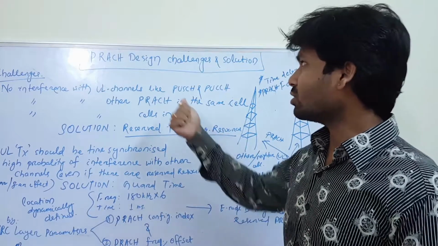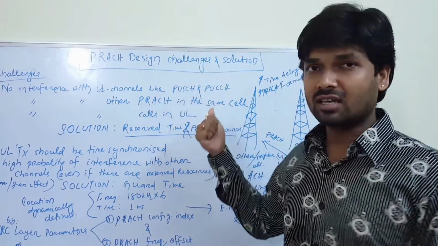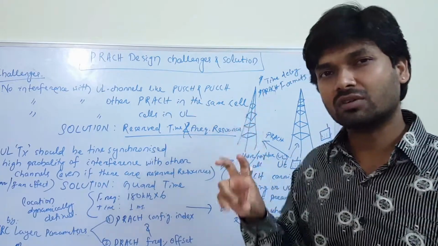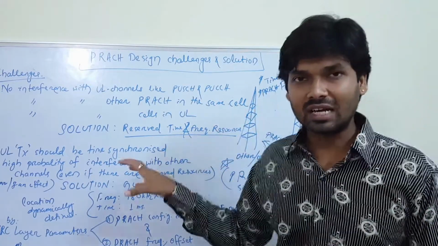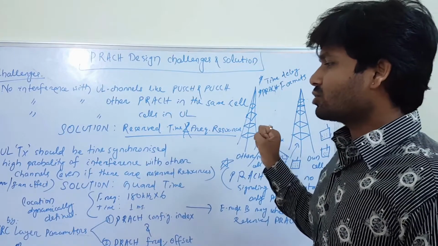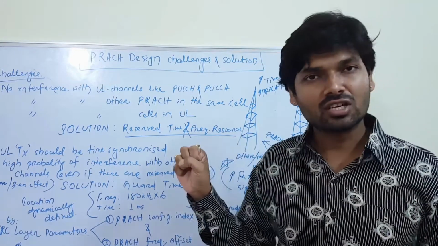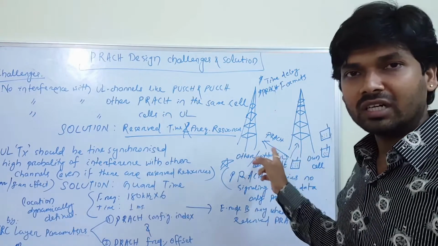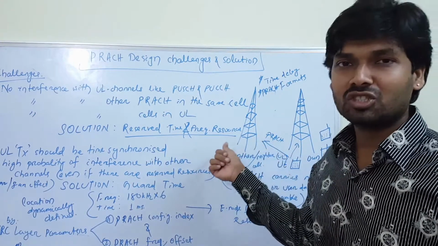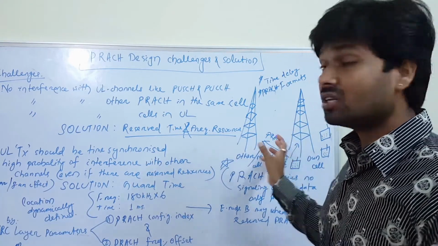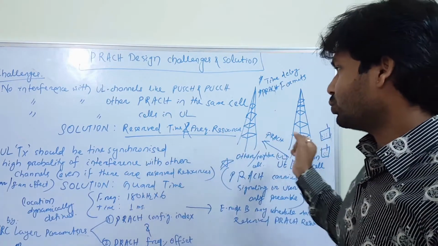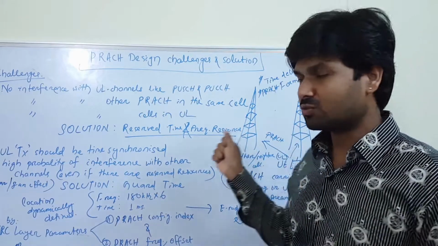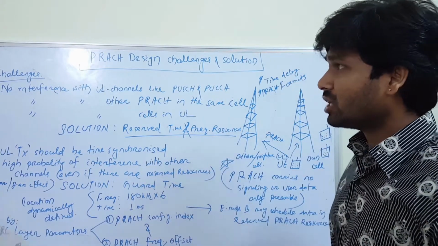We are going to discuss the PRACH design challenges and solution, plus the placing of the reserved resources for the PRACH. So we'll start with the challenges first, then we'll see the solution, and we'll see the failure possibilities during the PRACH transmission and how the solution helps us to get an interference-free PRACH transmission. So we'll start with challenges.